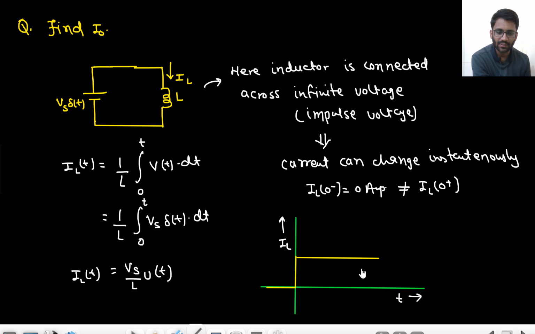First it was 0 and suddenly it is Vs. There is one more way you can understand this. Now tell me, what is the unit of Vs? Voltage into time. What is voltage into time? Flux, right?